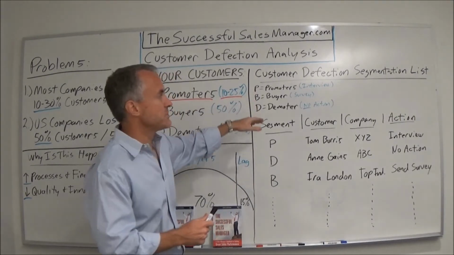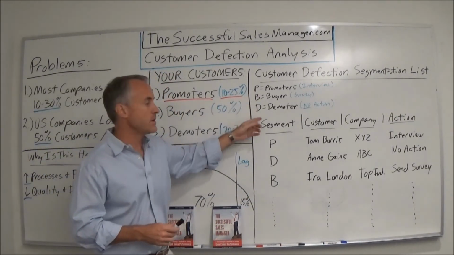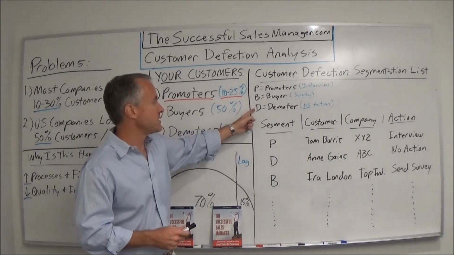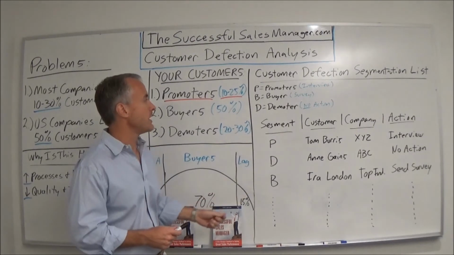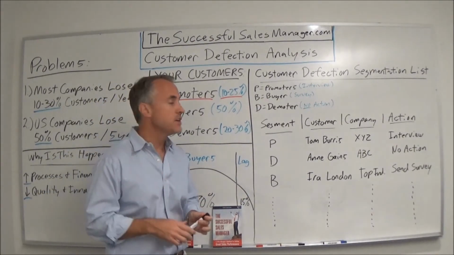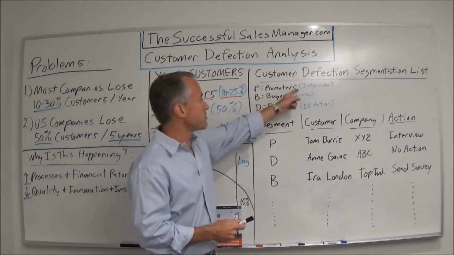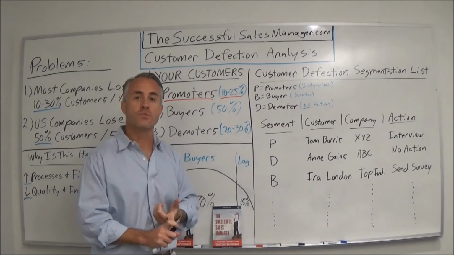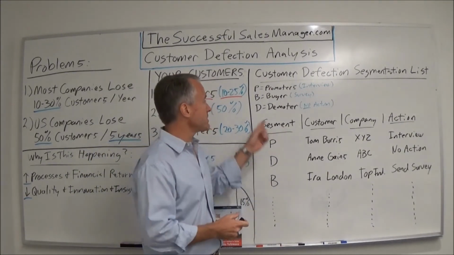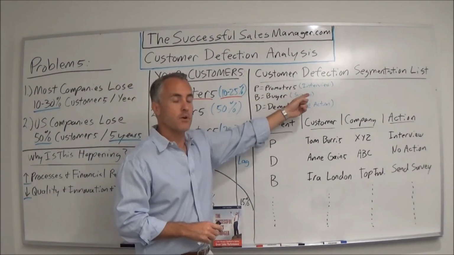A customer defection segmentation list is nothing more than providing segmentation in these 3 buckets for all of your current clients. In this case, promoters, buyers, and demoters associated to each one of your clients. And the actions relative to each of those 3 should be different, especially if you have limited resources. With your promoters, if you want to do interviews and more lengthy discussions, these are the people that you should be spending that time with.